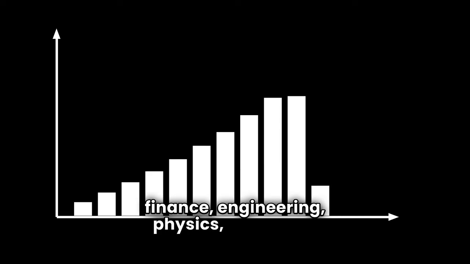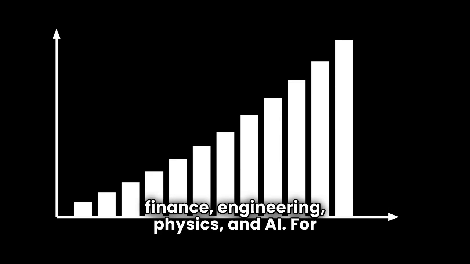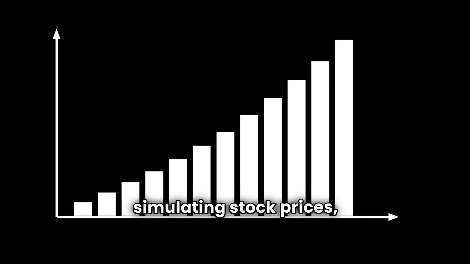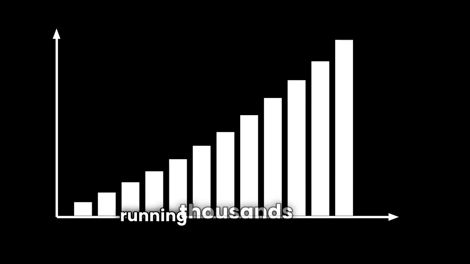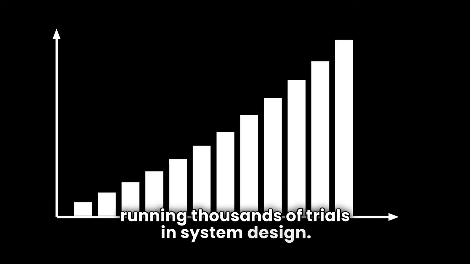You can increase n to improve accuracy. Each time you run the code, the result varies slightly. This is the nature of probabilistic methods. Monte Carlo simulations are useful in finance, engineering, physics, and AI. For example, simulating stock prices, modeling uncertainty in risk analysis, running thousands of trials in system design.